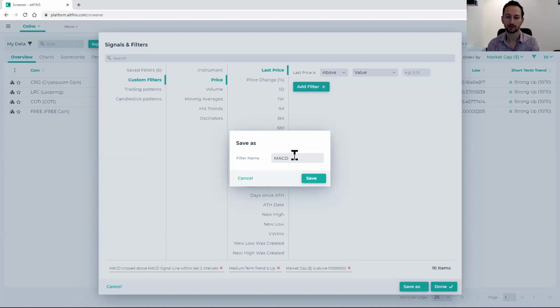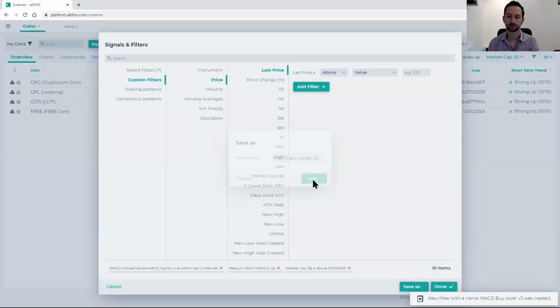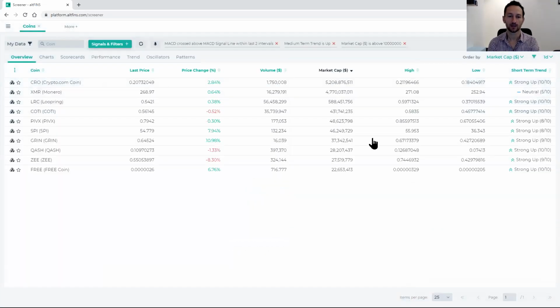MACD bullish crossover version 3. Sweet, done. Okay, so that's how you scan for, again, bullish MACD crossover over the signal line. So that's your buy signal in the last 2 days, 2 intervals. Those that are in an uptrend on the medium basis.